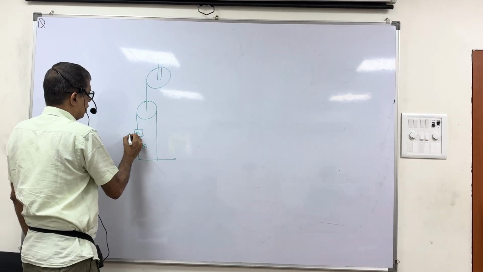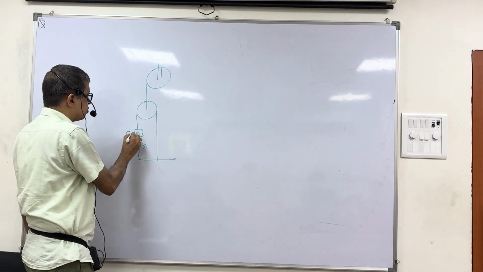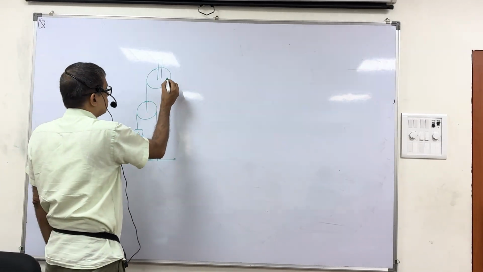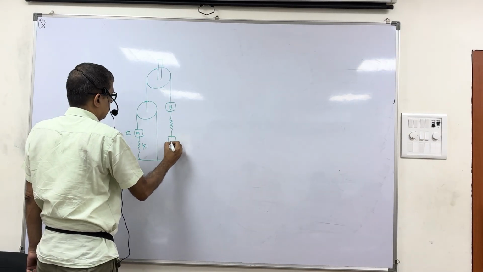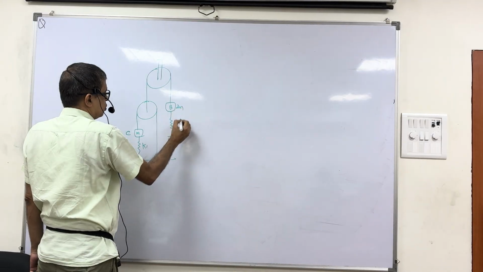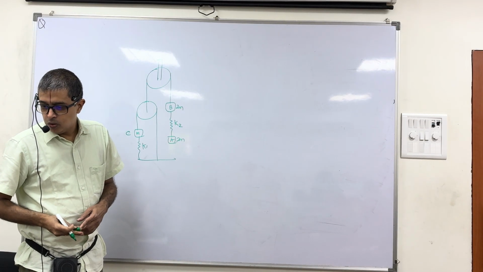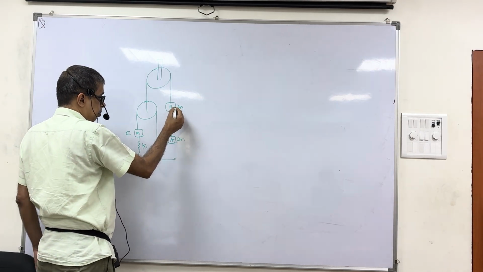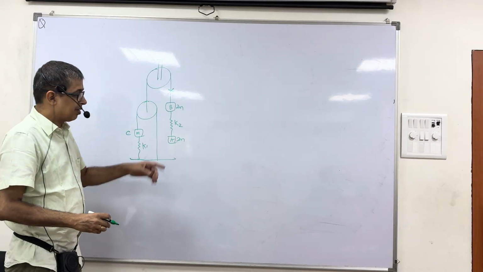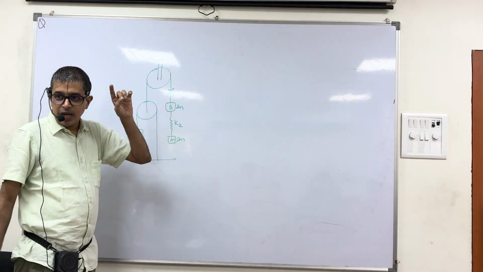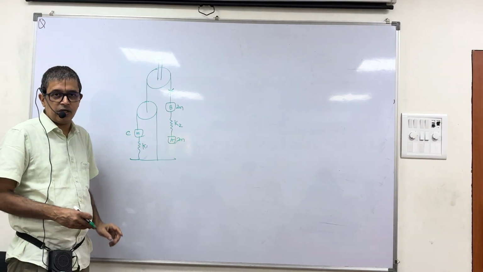This is K1. Block A, block C is of mass M. Block B, block A, this is 2M, this is 2M, this is K2. A and B. You cut the string. At that instant, find the acceleration of A, B and C.